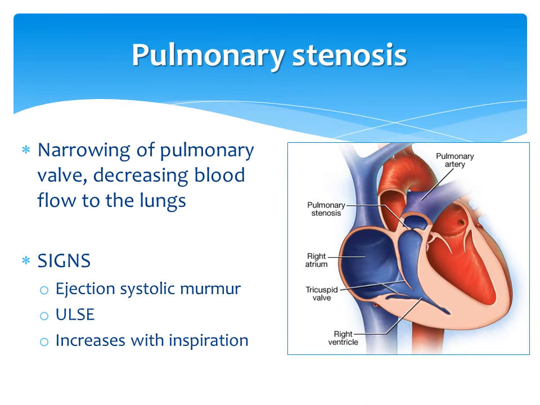In pulmonary stenosis, there is narrowing of the pulmonary valve, causing a decrease in blood flow to the lungs. On auscultation, there is an ejection systolic murmur over the upper left sternal edge, which increases with inspiration.